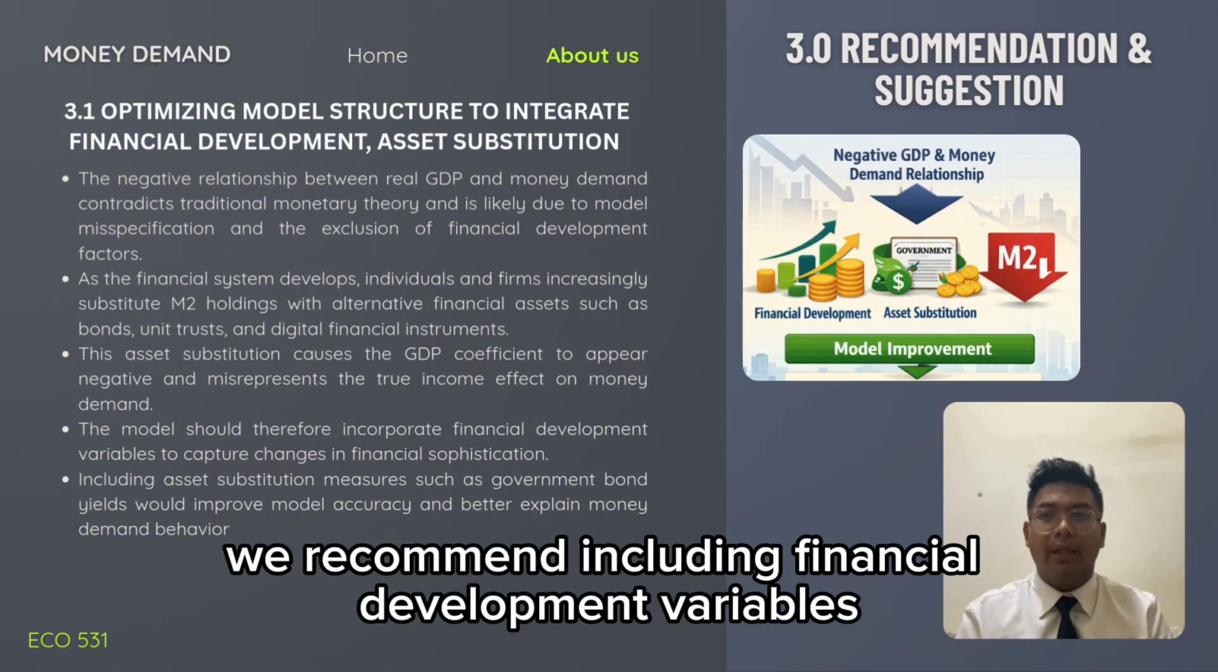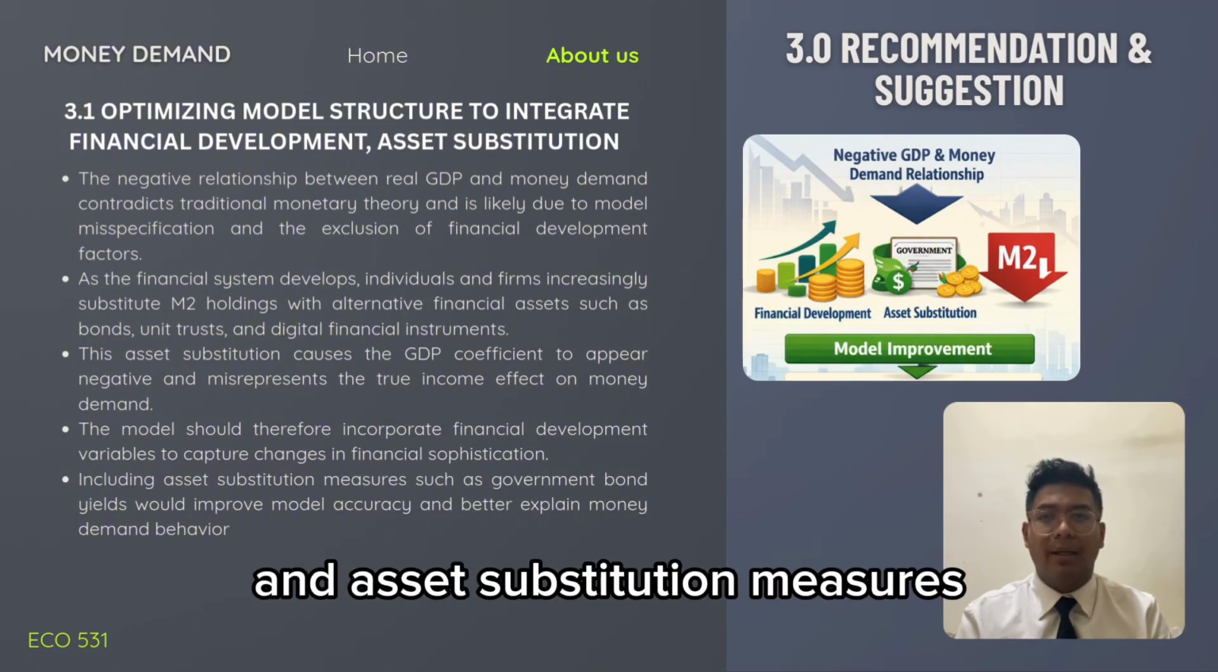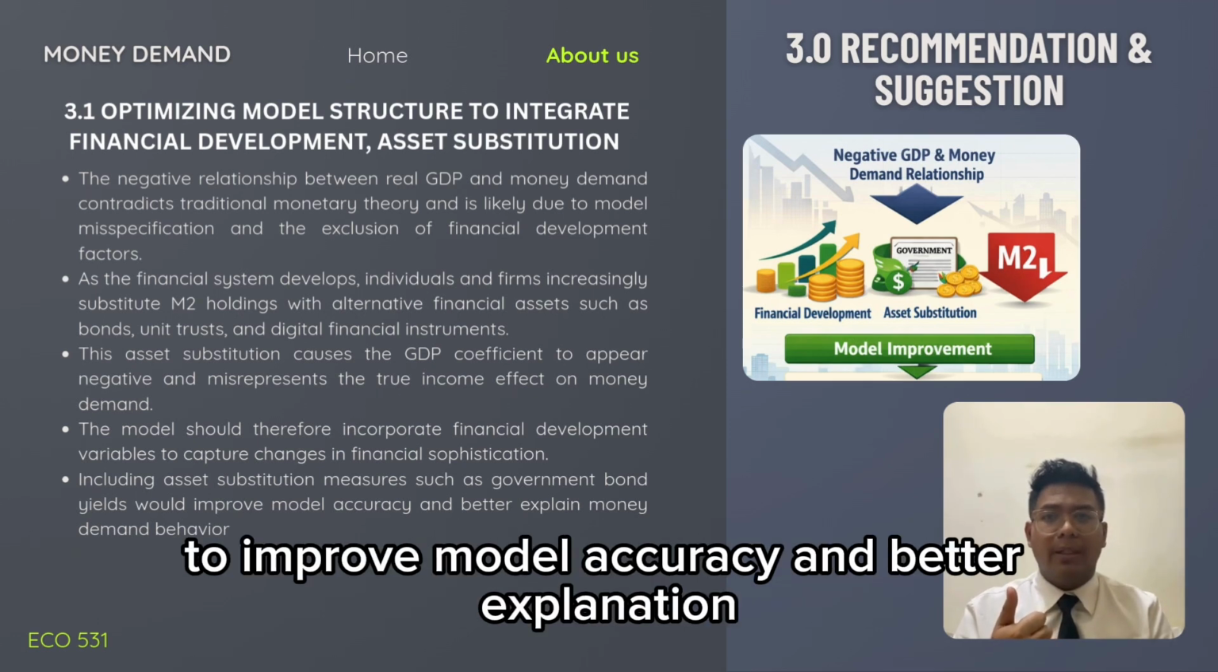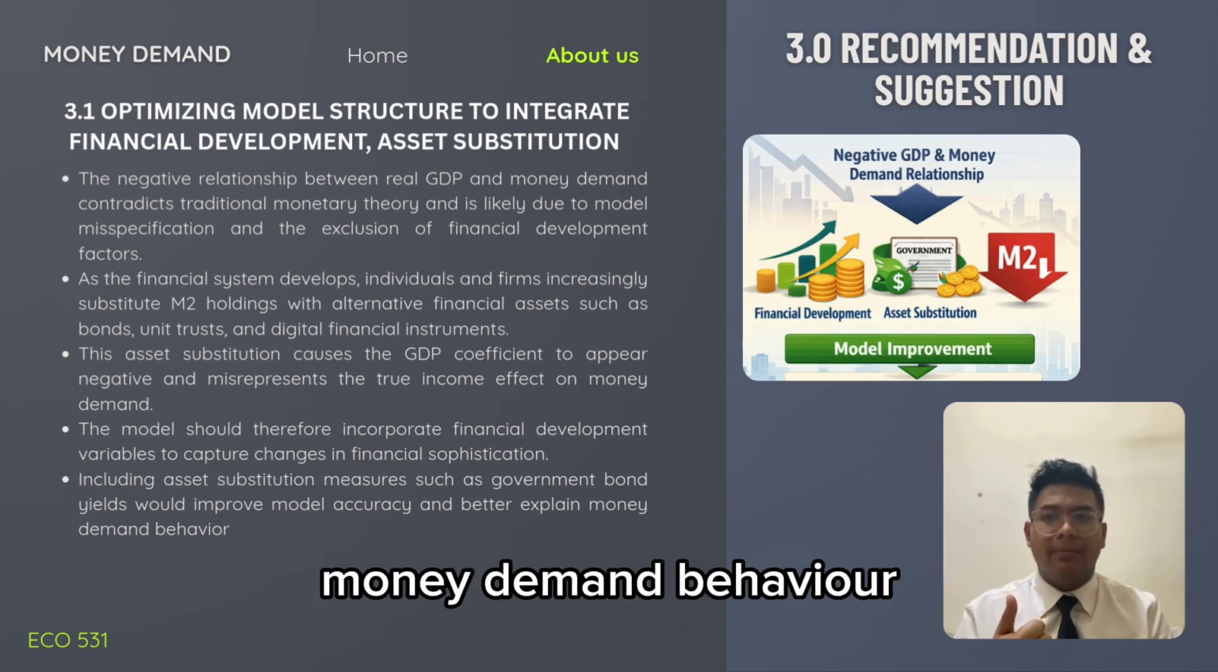Therefore, we recommend including financial development variables and asset substitution measures, such as government bond yield, to improve model accuracy and better explain money demand behavior.